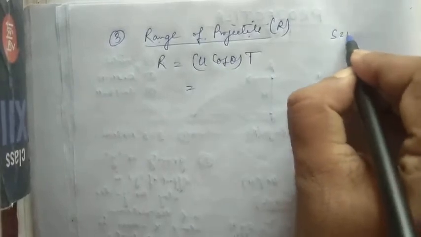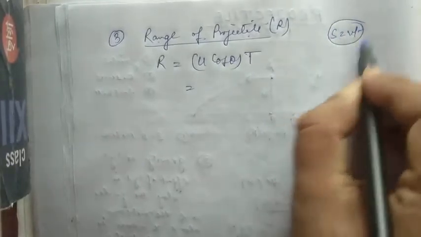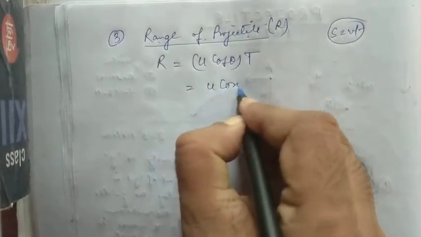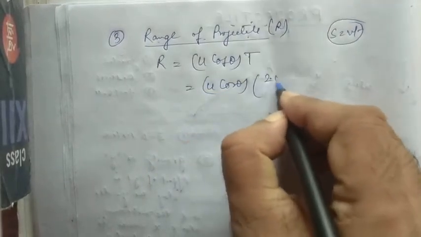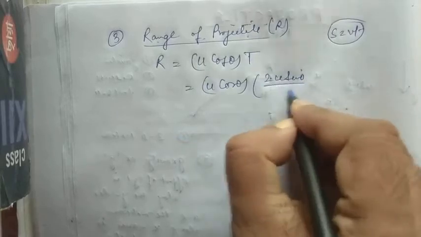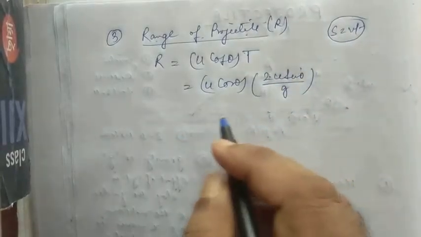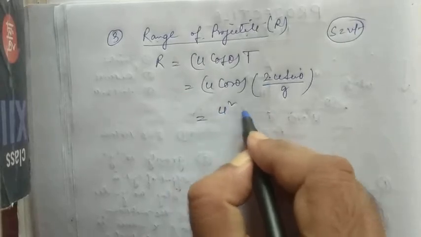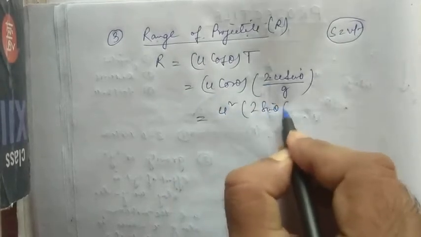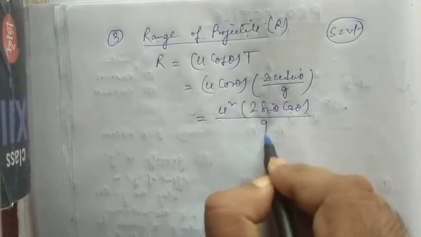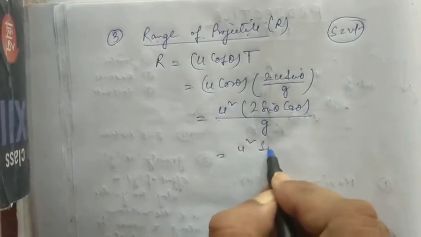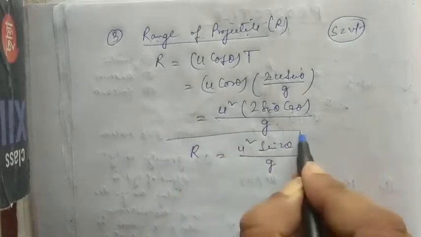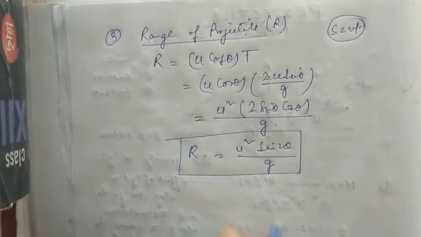According to the formula, s is equal to vt. As there is no acceleration, we can use s is equal to vt. So u cos theta, and t we can replace as 2u sin theta by g, as we have derived in point number 2. So this can be written as u square 2 sin theta cos theta by g. So u square sin 2 theta by g. So the value of R is u square sin 2 theta by g.